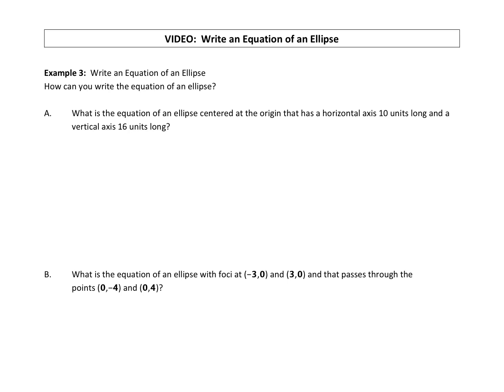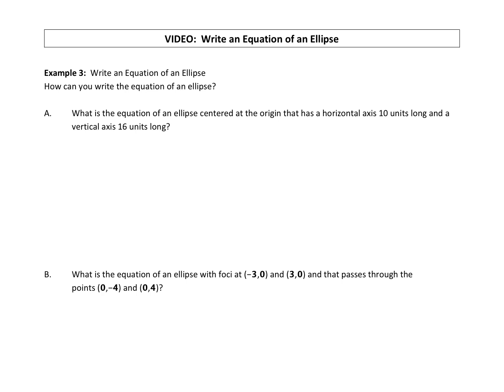Okay, so we have graphed an ellipse. Now let's work on writing an equation of an ellipse given some information. So part A, what is the equation of an ellipse centered at the origin that has a horizontal axis 10 units long and a vertical axis 16 units long? So that's the major axis and the minor axis.